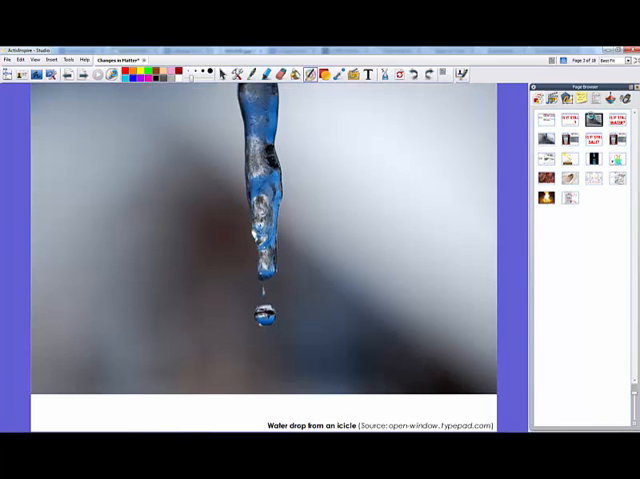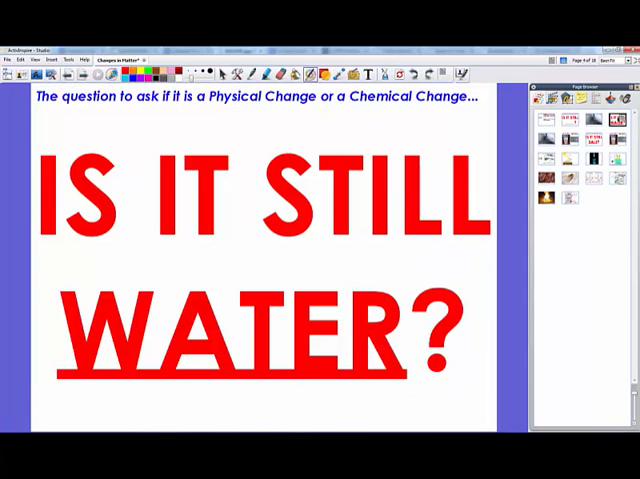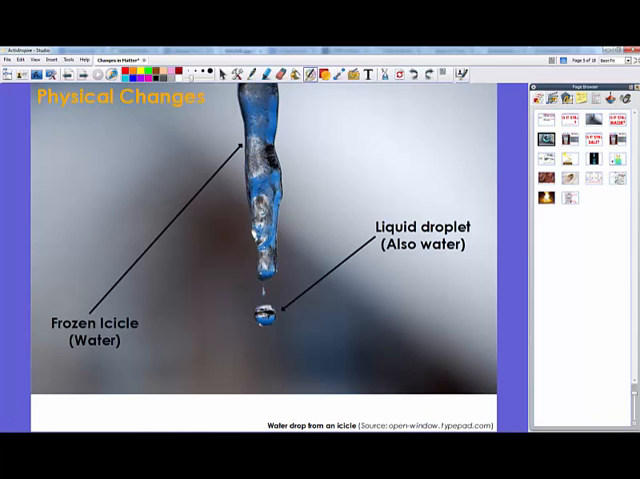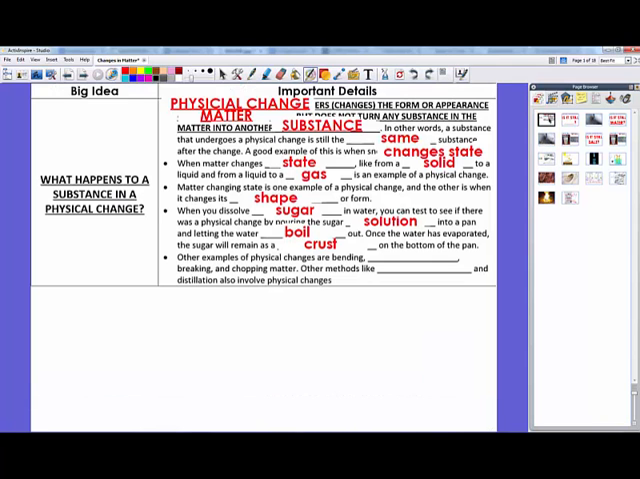Here we have a water drop from an icicle. As we can see right here, the water drop's falling. Here's the icicle, so this is a solid, and this is a liquid. Is this a physical change? Well, let me ask you this: is it still water? Is this icicle water? Yes. Is this water droplet water? Yes. Then it is a physical change, because our icicle's frozen water and the liquid droplet is also water. That's the first one, where we talk about changing states of matter.